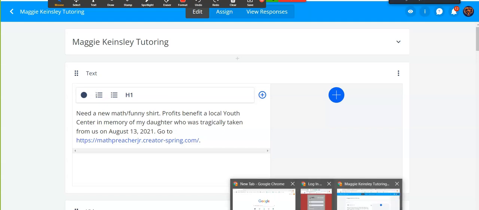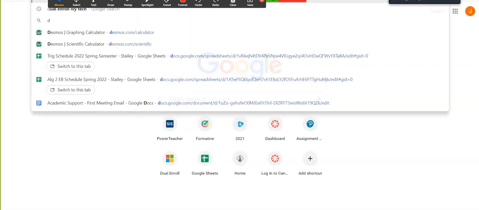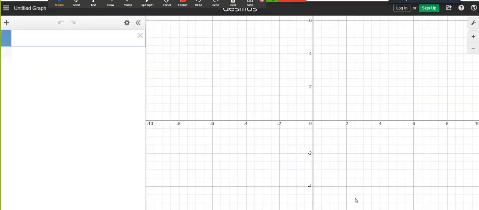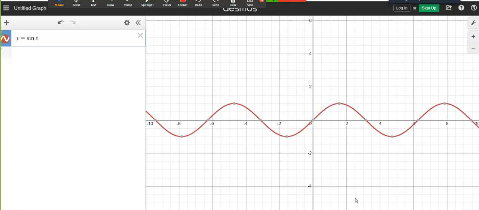Okay, now where were we? We were over here. I want to go to Desmos. There we go. Okay, so y equals sine x.